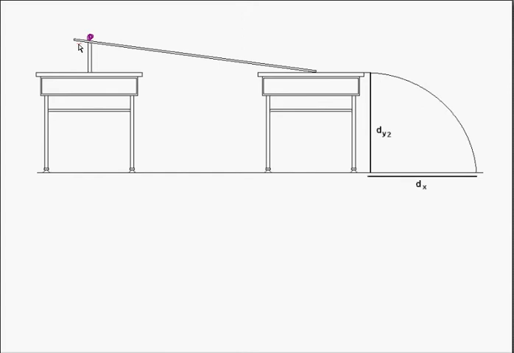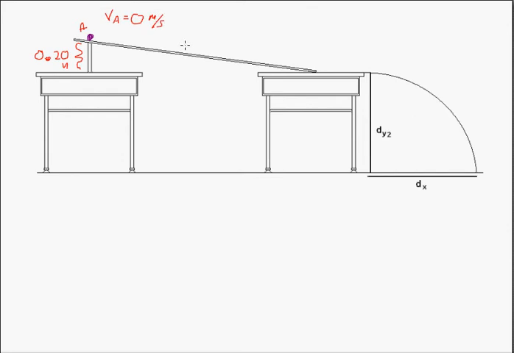So this ramp has a height. Let's say that height is 1 meter. Well, that's actually too high. There's no way that's 1 meter. Let's say it's 0.2 meters. And it's going to roll down this ramp, but it starts at rest. So at this point, let's call this point A, our velocity at A is going to be 0.